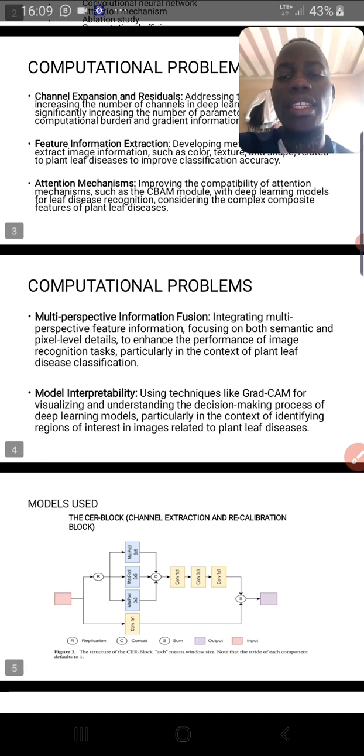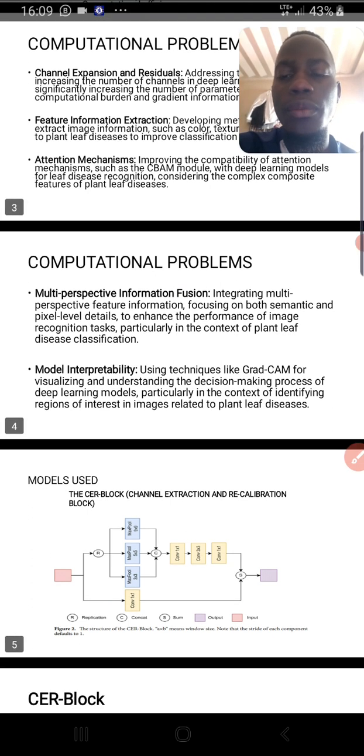And then we have the attention mechanisms. Our model also works with attention, and this attention means that the model will focus on the most important information and leave the useless information.